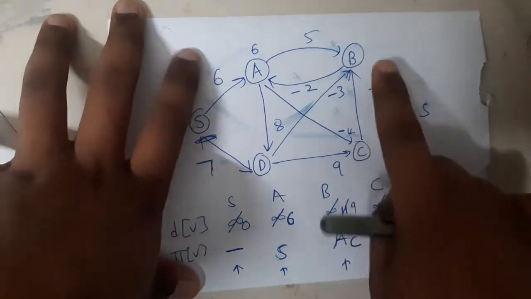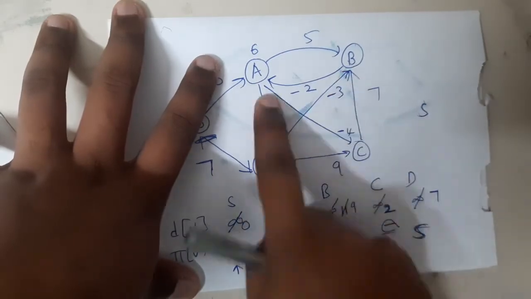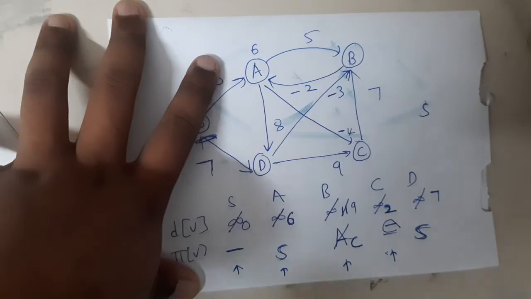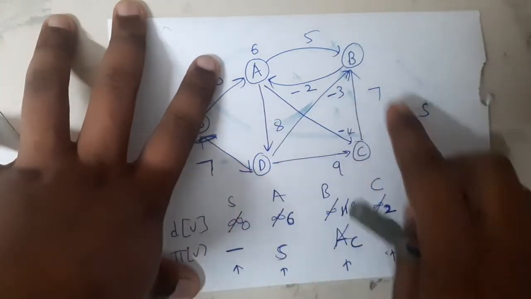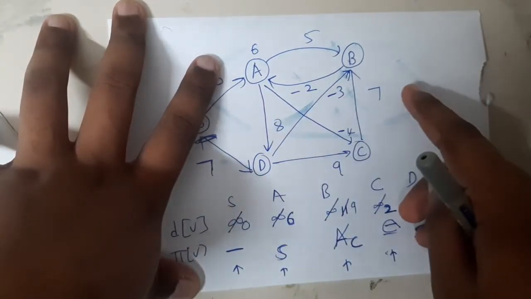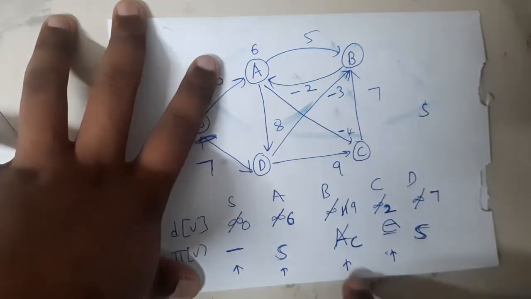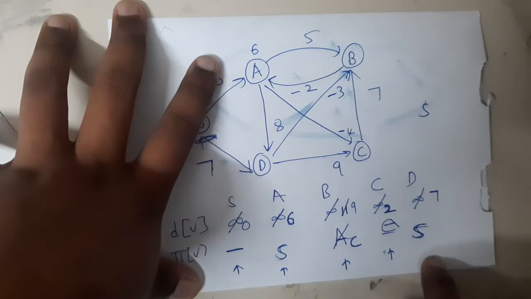Okay. So from B, you can go to A by minus 2, right? So 9 minus 2 is 7. That's not a fair thing, right? Yes. So there is no update in it. From B, where else can you go? Okay, I think you cannot go anywhere else, right? Yes. Okay. So now you are done with this also. Now let us go to D.